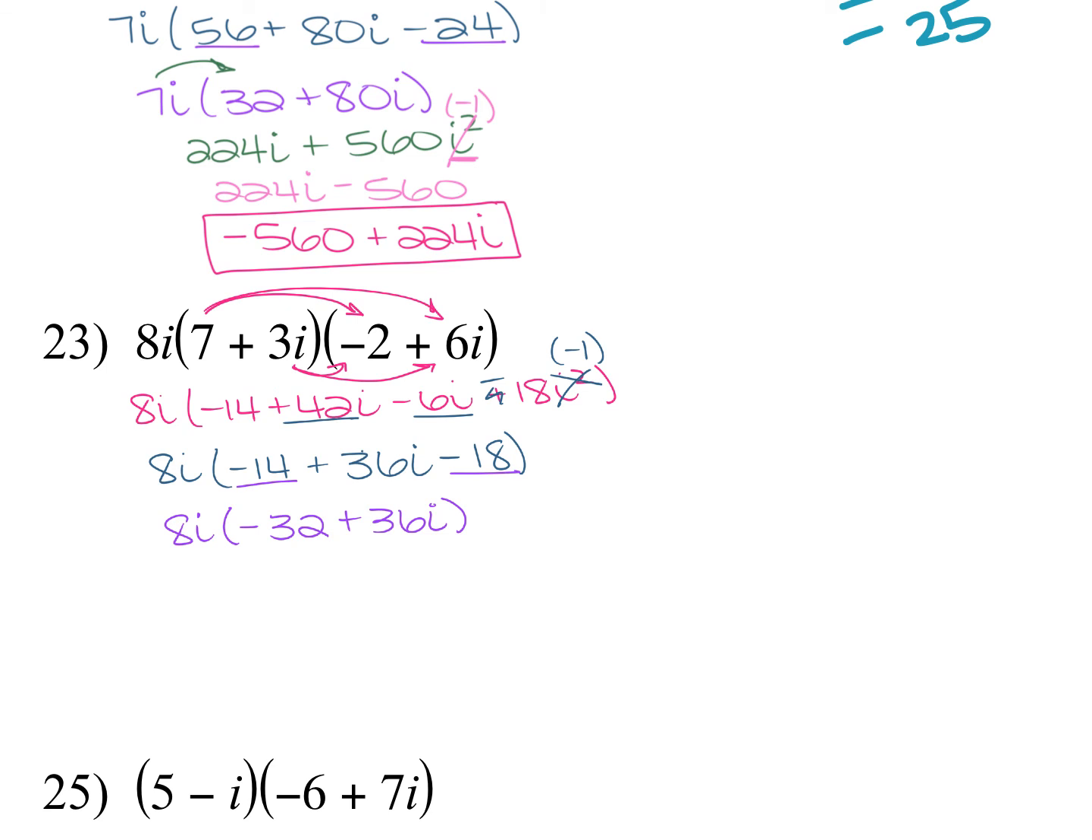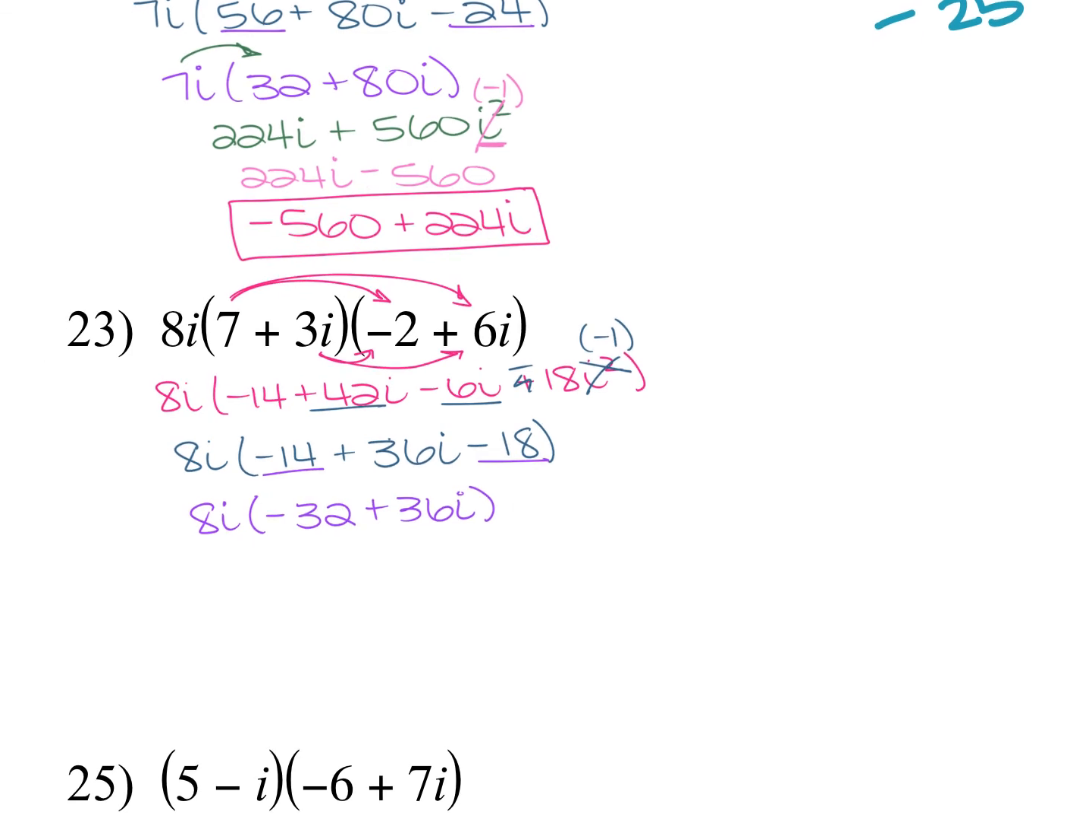From here, you're distributing that 8i in. So you're going to have 8i times -32. That's going to be, the 8 times 2 is 16, carry the 1. 8 times 3 is 24, plus 1 is 25. So -256i. Then you have 36 times 8. 8 times 6 is 48. 8 times 3 is 24, plus 4 is 28.